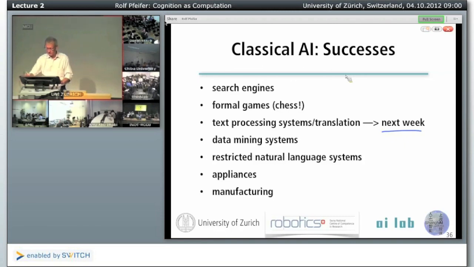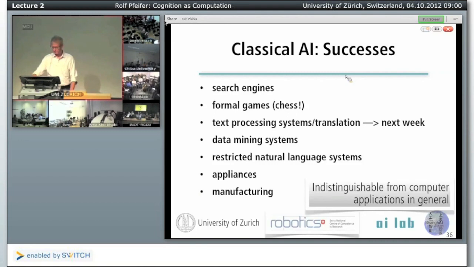Then data mining systems, with their machine learning algorithms, appliances, and manufacturing, a very big success of the classical approach. We will say more very shortly. Now, I think what we can say is these are clever algorithms. Whether you want to call that intelligent or not, we had the discussion last week. They just do a very good job in the application. So it's application-oriented.